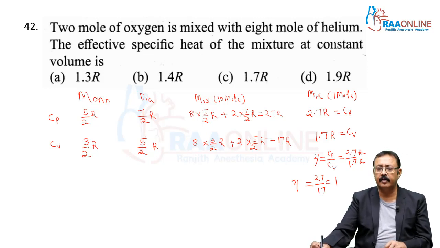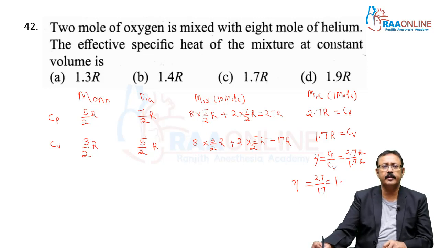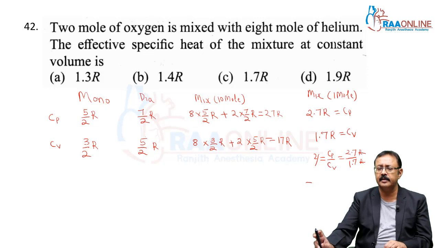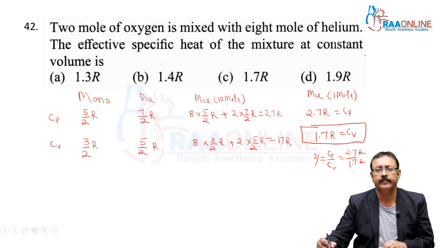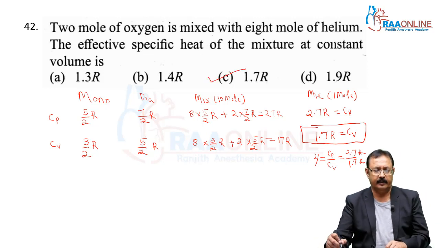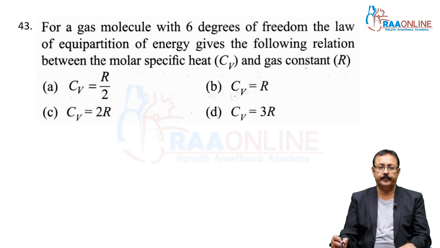No, we don't want to calculate gamma. They were simply asking for the mixture Cv, which we calculated: it is 1.7 R. They want to know only the mixture Cv, so it is 1.7 R. So we are going with option C.